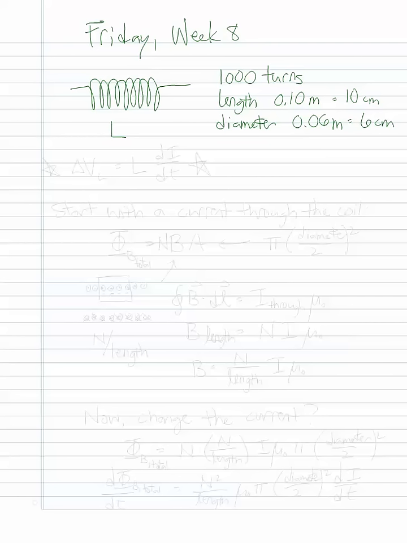And so the inductance L is defined such that the EMF across an inductor, the voltage across an inductor, is equal to L di dt. And so what we did was we started by just putting a current through the coil.